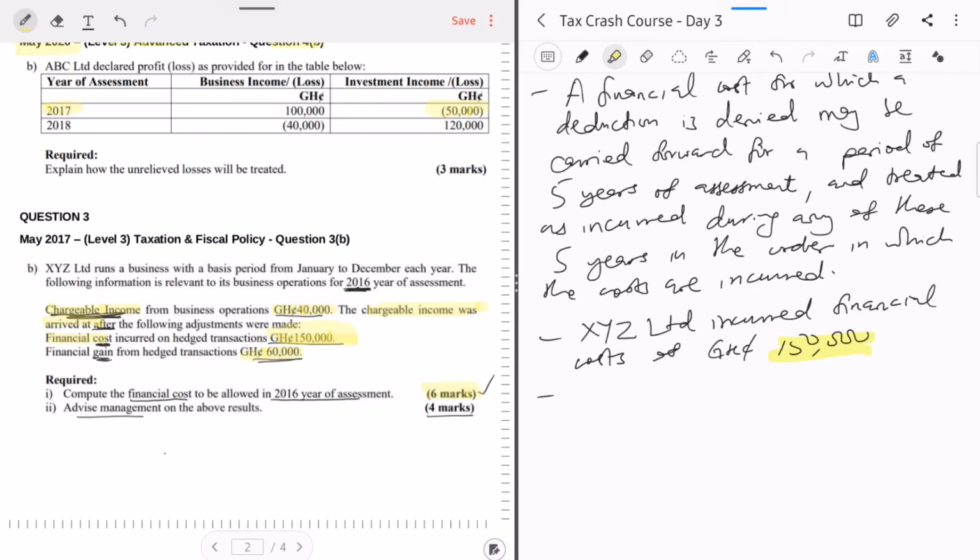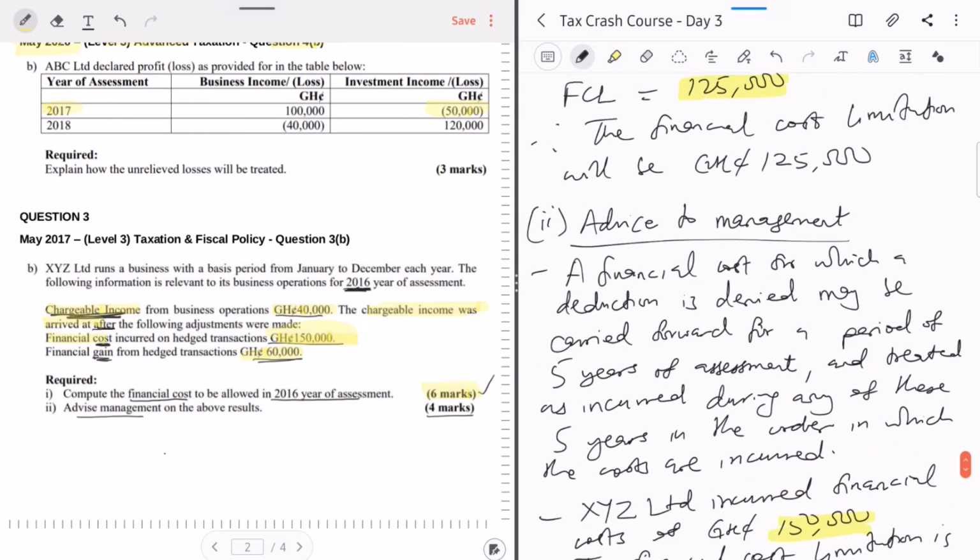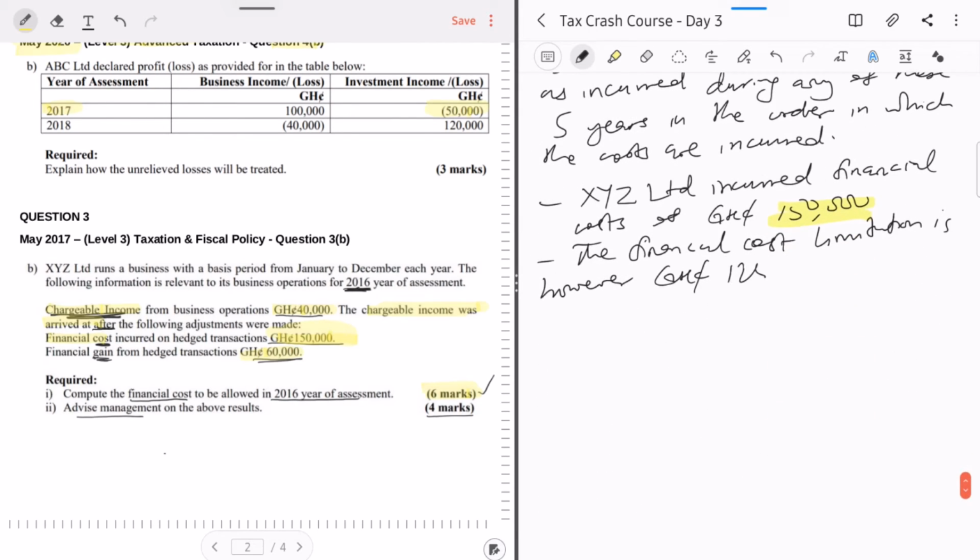So let's even say XYZ Limited incurred financial cost of 150,000. The financial costs limitation is, however, we got what? 125,000. So you can see there's an excess 25,000 they cannot deduct. That's the part I'm saying has to be carried forward for 5 years, right? That extra will be carried forward for 5 years.